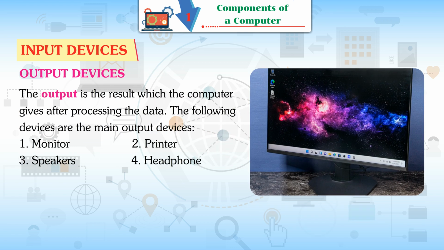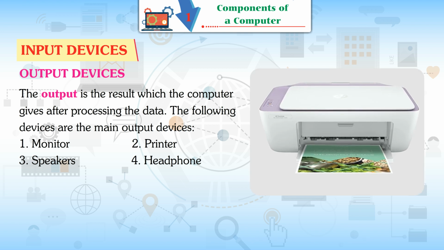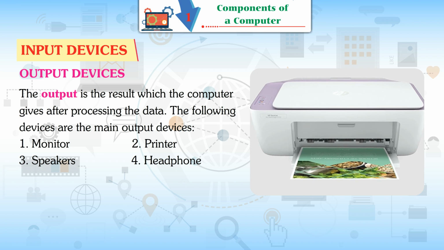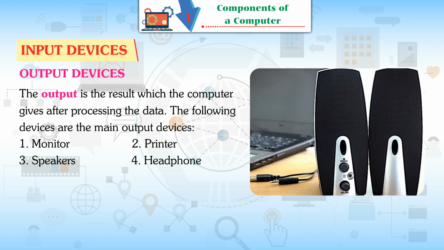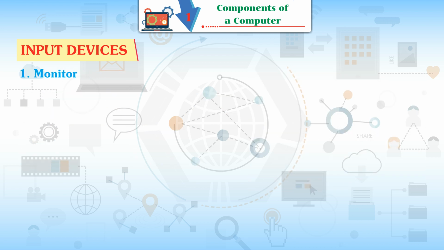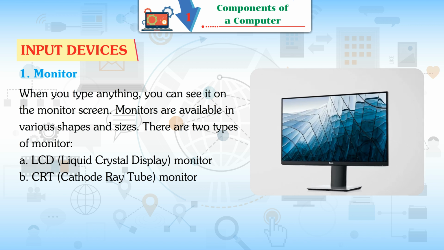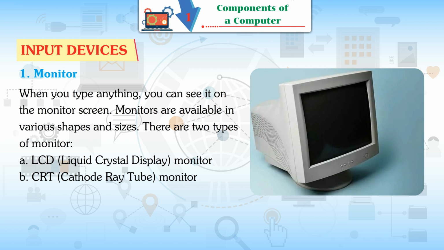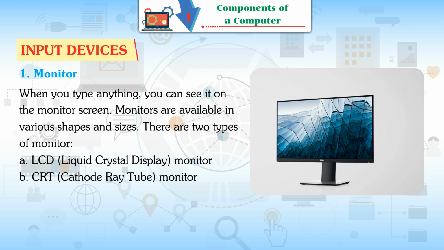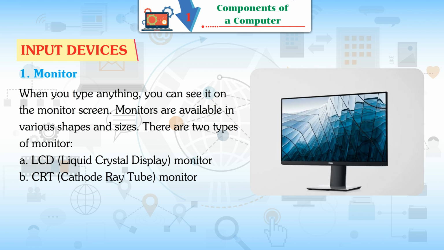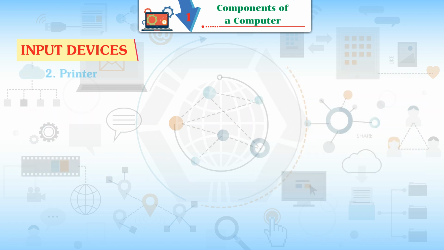Output devices. The output is the result which the computer gives after processing the data. The following devices are the main output devices: monitor, printer, speakers, headphones. Monitor. When you type anything, you can see it on the monitor screen. Monitors are available in various shapes and sizes. There are two types of monitor: LCD, liquid crystal display monitor; and CRT, cathode ray tube monitor.